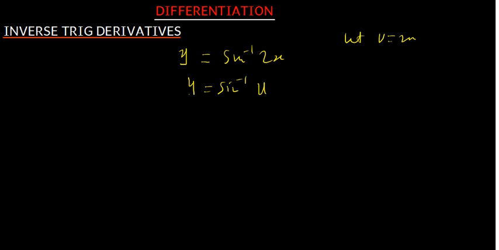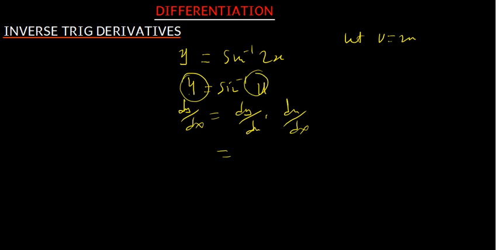So dy over dx is going to be a product: we differentiate y with respect to u, and then we differentiate u with respect to x. So it is a product of those. We are not supposed to forget that. So dy over dx is dy over du times du over dx. Now we know that if we differentiate sine inverse of u, it's supposed to give us 1 over the root of 1 minus u squared.